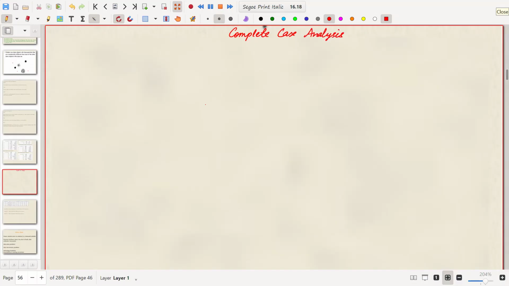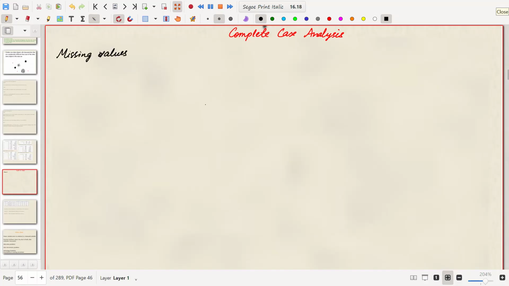complete case analysis. What is complete case analysis? To dive into that, one of the motivations to start with complete case analysis is regarding missing data. Of course, you will have missing data. So, if you have missing data, what do you need to do?